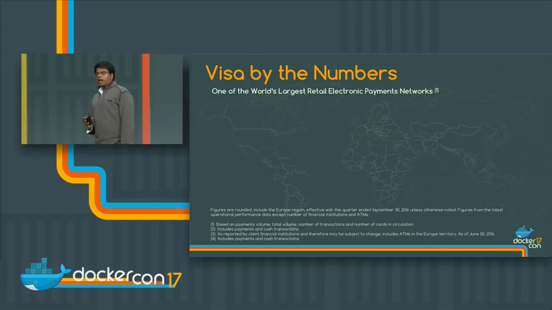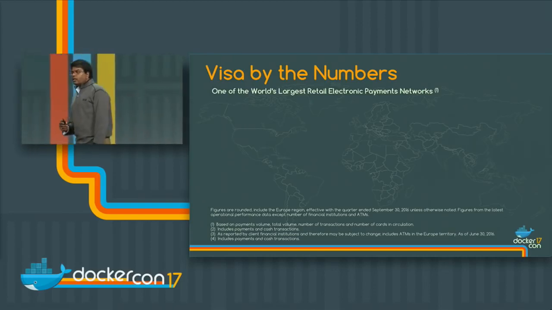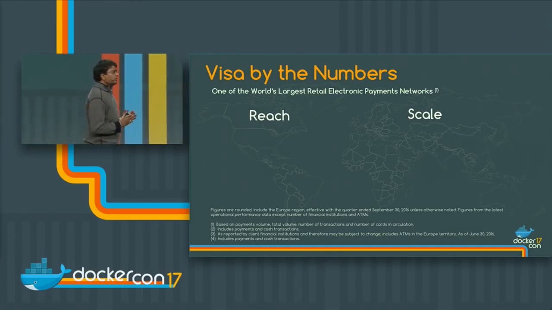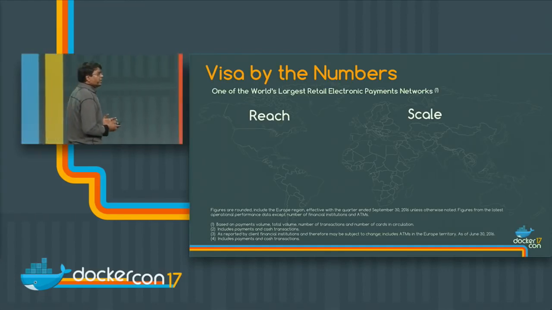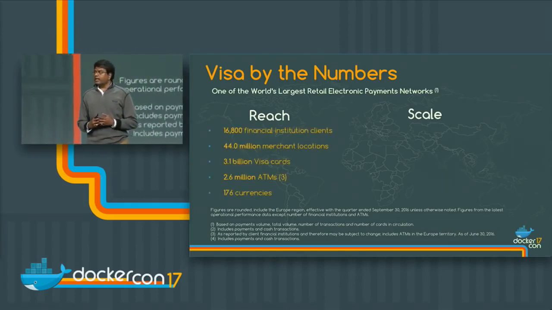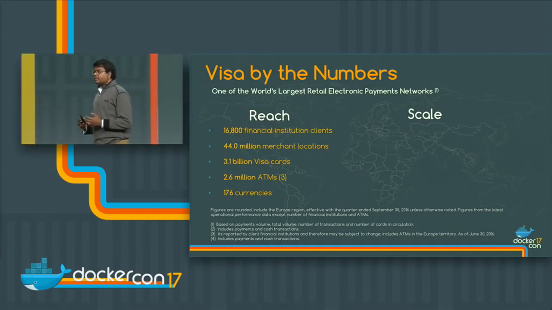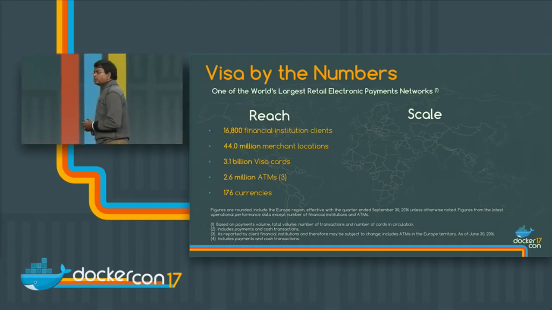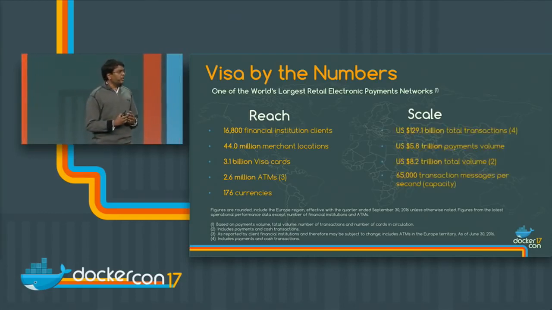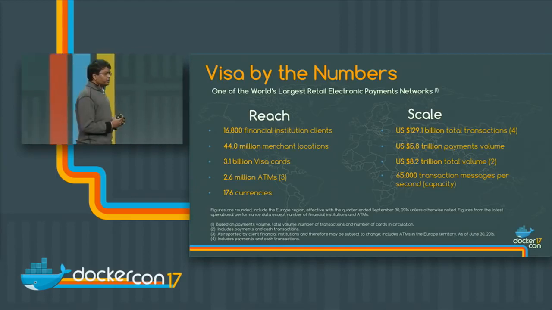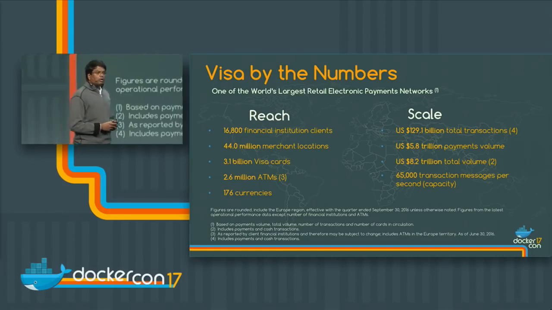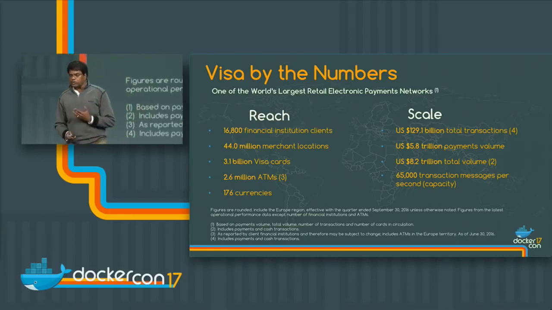We are one of the largest payment service providers. When we talk about being the largest, there are two ways to look at it: the reach of Visa, and the scale of Visa. When it comes to reach, this is as global as you can get. 176 currencies, 3.1 billion cards issued. And when we think about scale, we process about 130 billion transactions and about $5.8 trillion worth of payment volume every year.